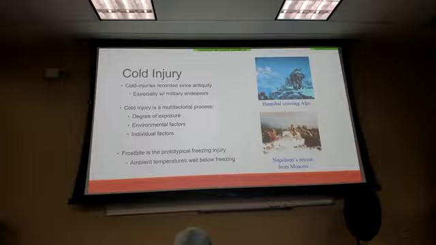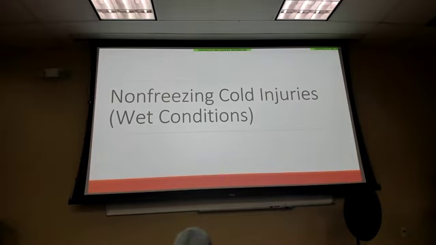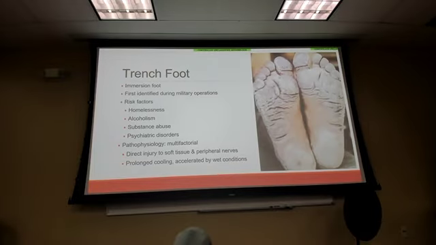The typical division is freezing versus non-freezing, so frostbite is your prototypical injury. It has to be below freezing in order to get frostbite, which makes sense, hopefully. But non-freezing conditions are usually from wet conditions. Trench foot, also called immersion foot, is probably our most common one. We saw a lot of this at JRTC, depending on the time of year. People spend all day or all night in swamps, so you'll get trench foot, and it can cause significant morbidity, especially during operations, depending on how many people. There was an entire platoon one time.